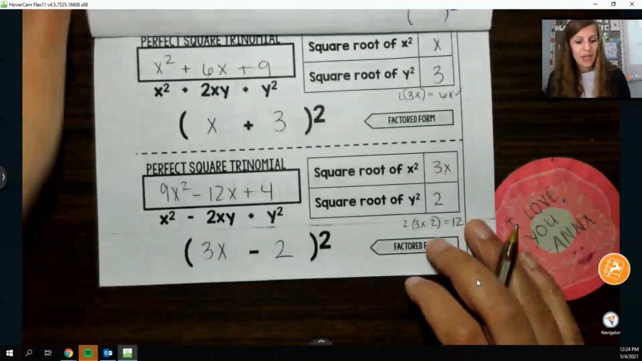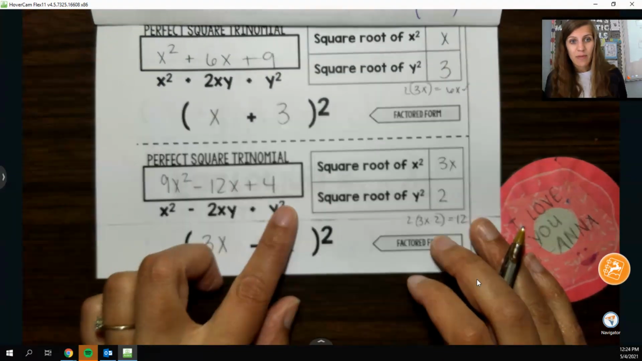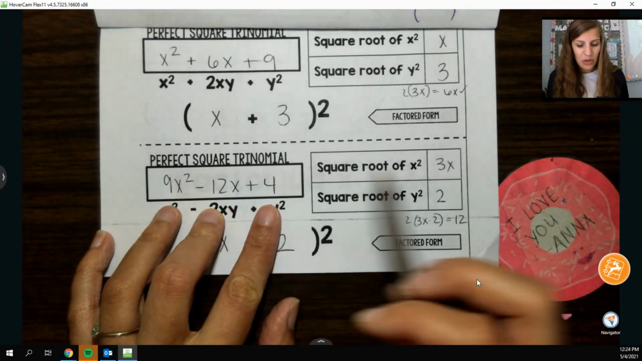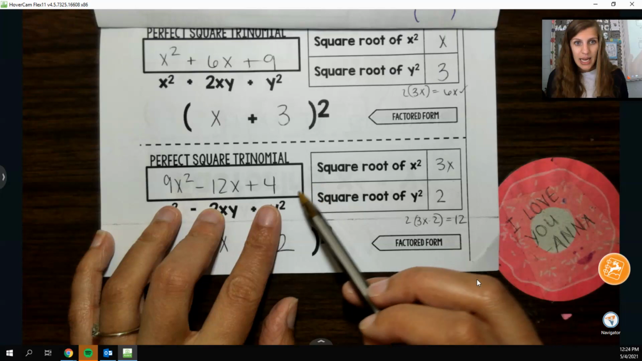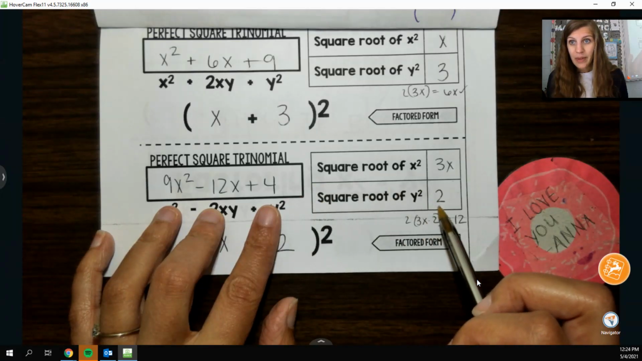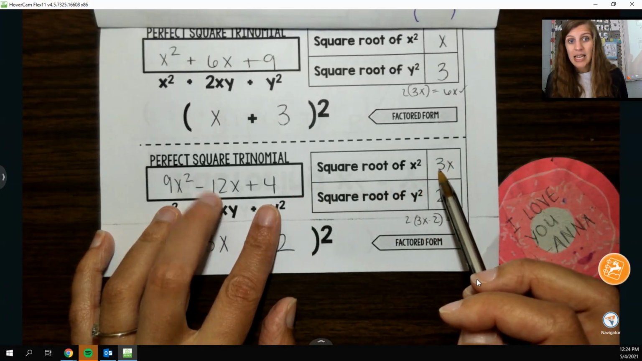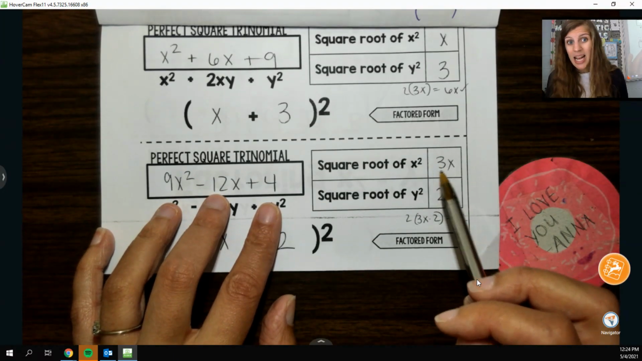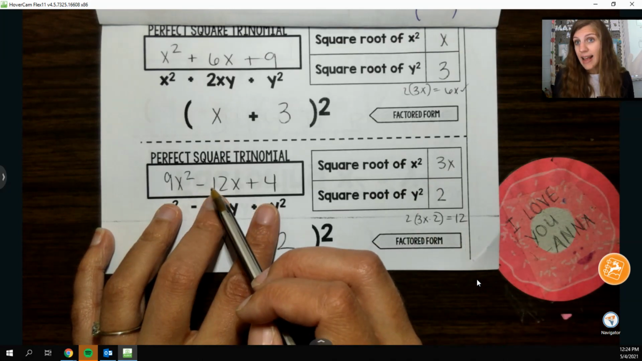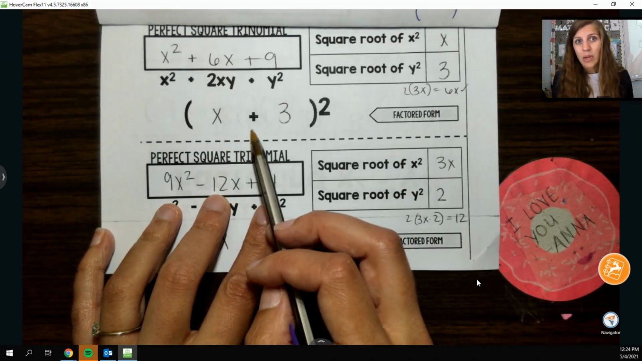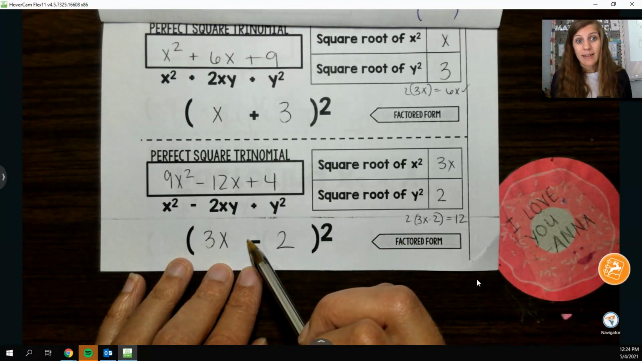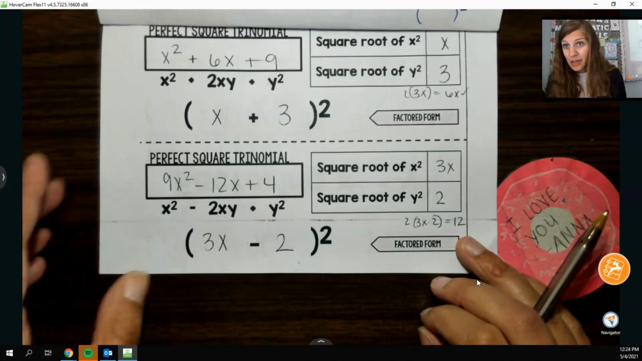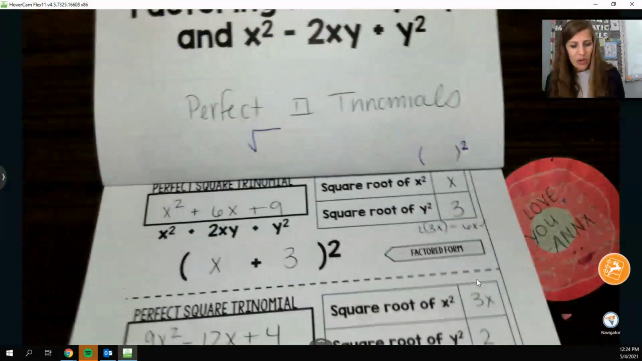Another example like that would be something like 9x squared minus 12x plus 4. So because I have a trinomial and I can square root the first one for 3x and I can square root the last one for 2. And when I multiply these and double it, I get the 12. I can do the little shortcut. I just have to keep in mind that because the middle number is negative now, it's not going to be x plus 3, it's going to be minus. So 3x minus 2 squared.